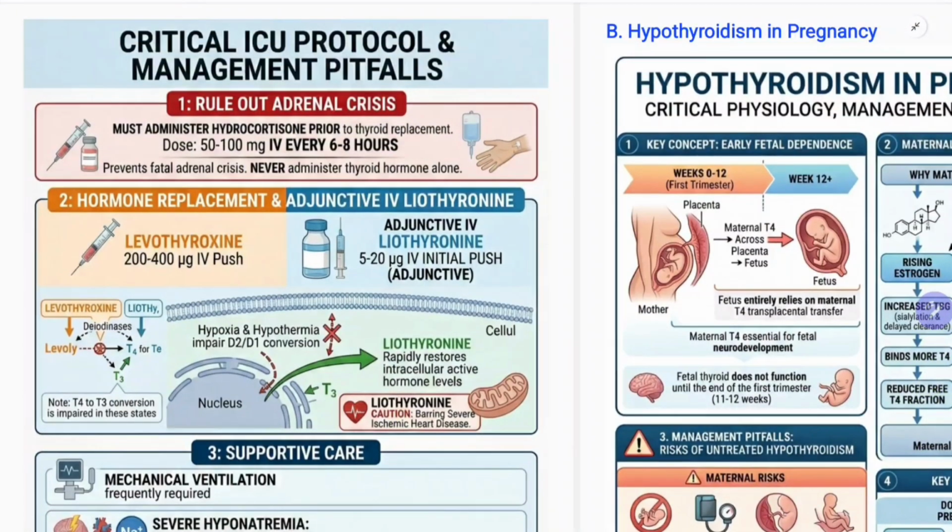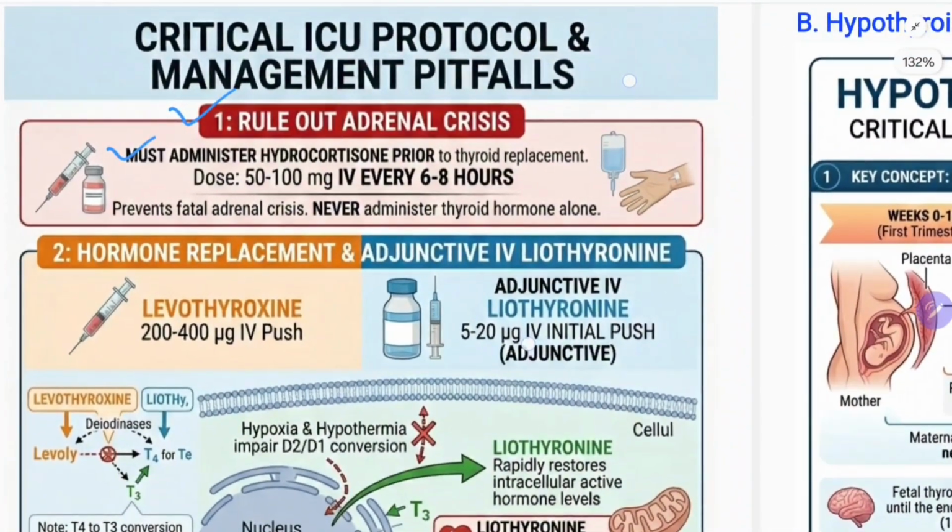Now, how do you manage myxedema coma? Critical ICU protocols and management pitfalls. Number one is rule out adrenal crisis. Must administer hydrocortisone prior to thyroid replacement. Dosage is 50 to 100 mg IV every 6 to 8 hours. It prevents fatal adrenal crisis. Never administer thyroid hormone alone.